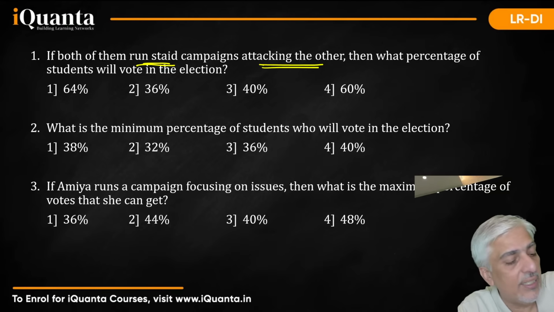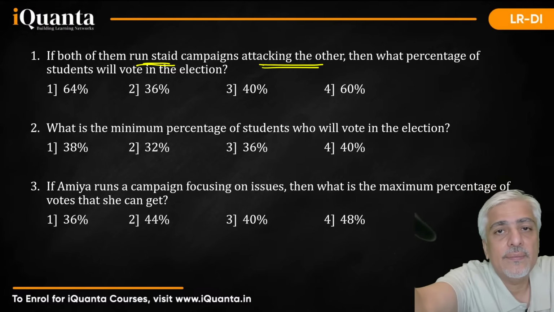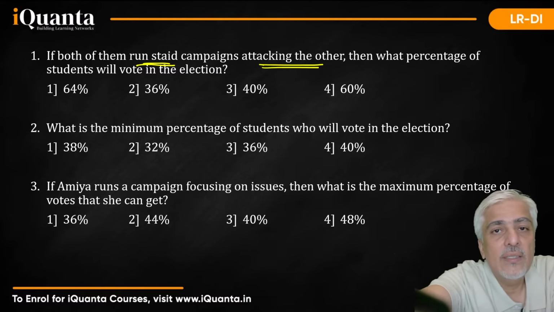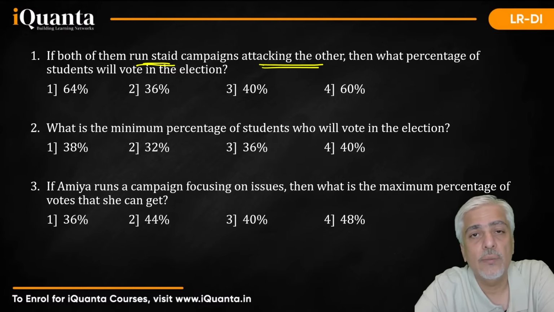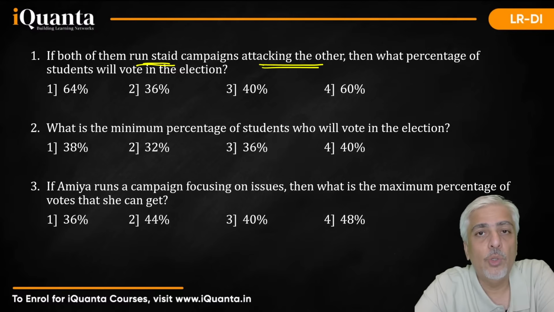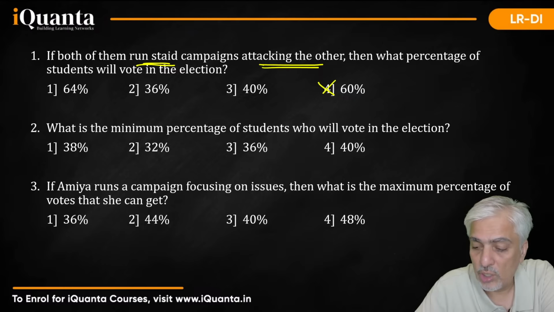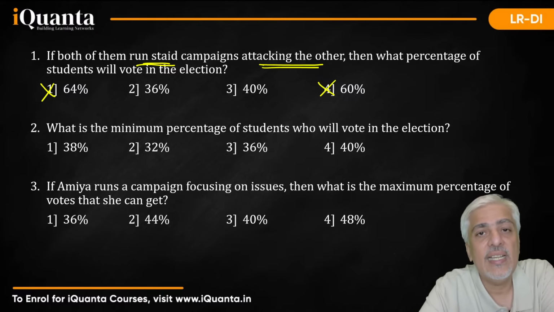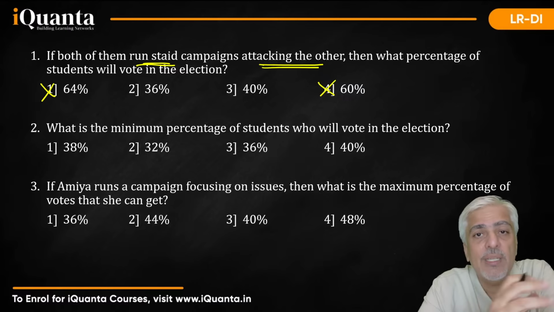But tell me, we had already understood one thing at least, that when both of them run steady, only 40% were going to vote. When both of them were running steady, only 40% were going to vote. So therefore, this is not the answer and this is not the answer. At least I know that much. And in DILR, if I'm able to figure out that 2 options are definitely not the answer, then the question becomes worth solving.